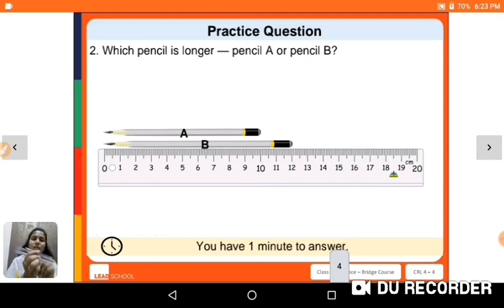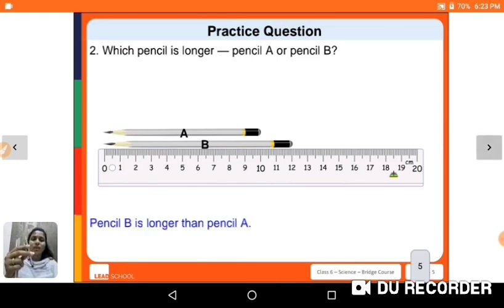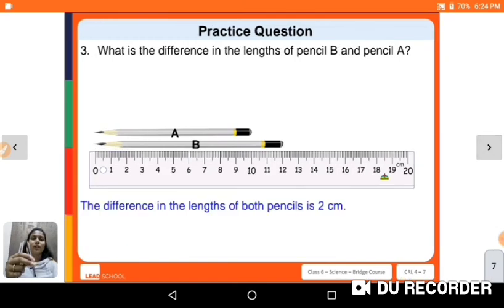Take another pencil and compare both of them and say whether pencil A is bigger or pencil B is bigger. You can do that also. And next, the difference between this pencil which is bigger and this which is smaller, you can also say. All these three questions you have to write in your notebook, and I gave you the summary before that, which is also included in this lecture. Add that also as homework.